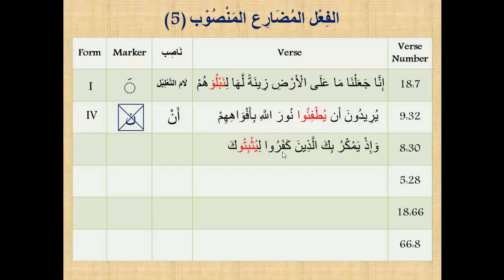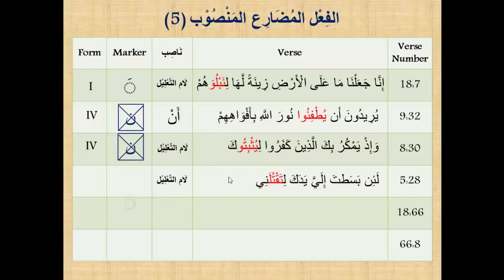وَإِذْ يَمْكُرُ بِكَ الَّذِينَ كَفَرُوا لِيُثْبِتُوكَ. Again, we have lam ta'lil, li, and the marker here is the dropping of the noon, لِيُثْبِتُوكَ. Where is the alif? We don't have the alif because we've attached an objective pronoun, the kaf, but we still have that waw over there. It's a telltale sign that previously in the marfu' we had a noon. لِيُثْبِتُوا, li-yuf'ilu, this is an example of a form 4 verb. لَئِنْ بَسَطْتَ إِلَيَّ يَدَكَ لِتَقْتُلَنِي: lam ta'lil, the marker is the fatha, and this is a form 1 verb.